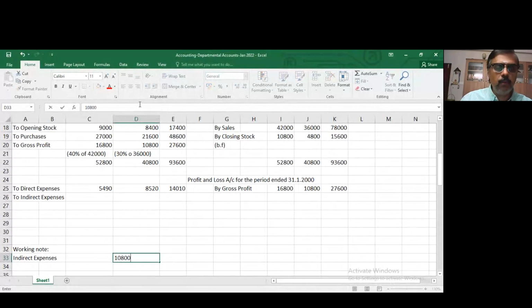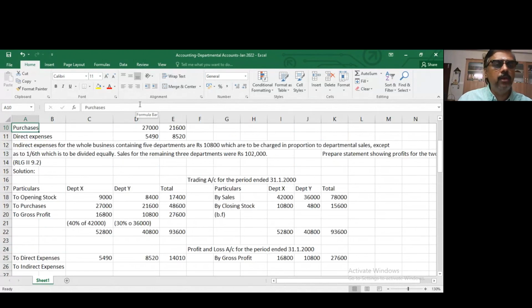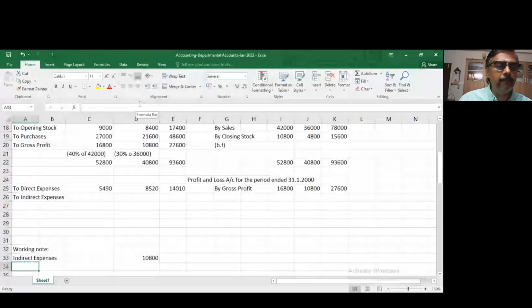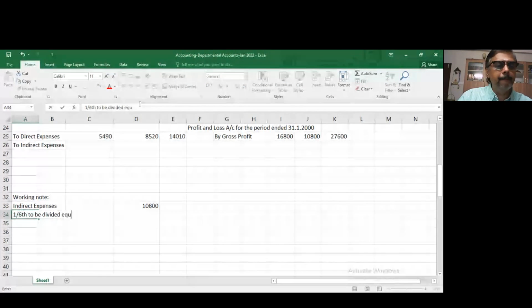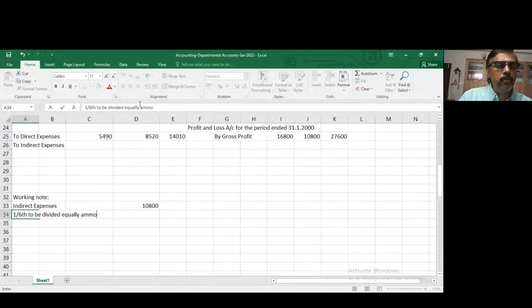Out of which they say 1/6 to be divided on what ratio? Look at this carefully. 1/6 to be divided equally among 5 departments. There are totally 5 departments. We are now preparing for 2 departments. So each department will get how much?